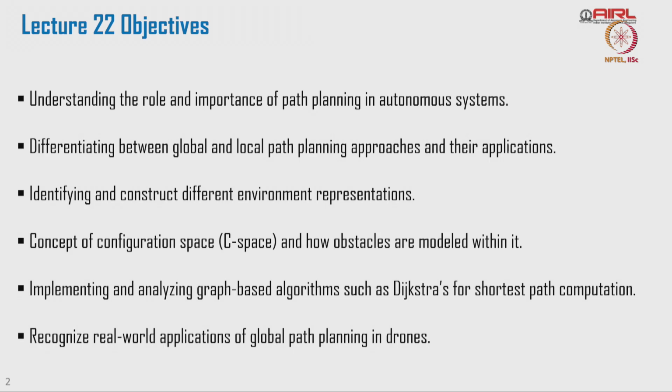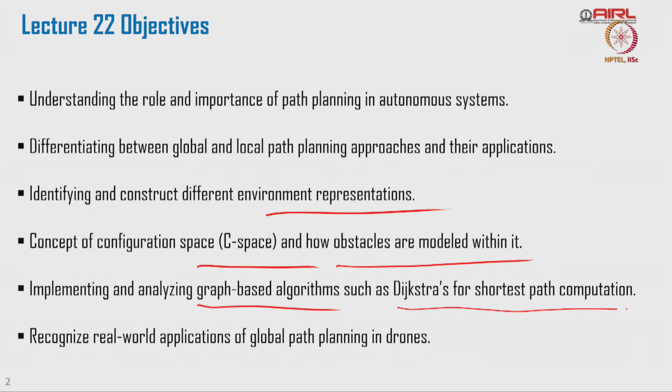We will identify and construct different environment representations. We will talk about different representations of environment which are important and become useful in global path planning, and after that we talk about configuration space and how the obstacles are modeled within that. We will talk about implementing and analyzing graph based algorithms such as Dijkstra for shortest path computation, and accordingly we will coordinate with the real world applications for global path planning of drones.